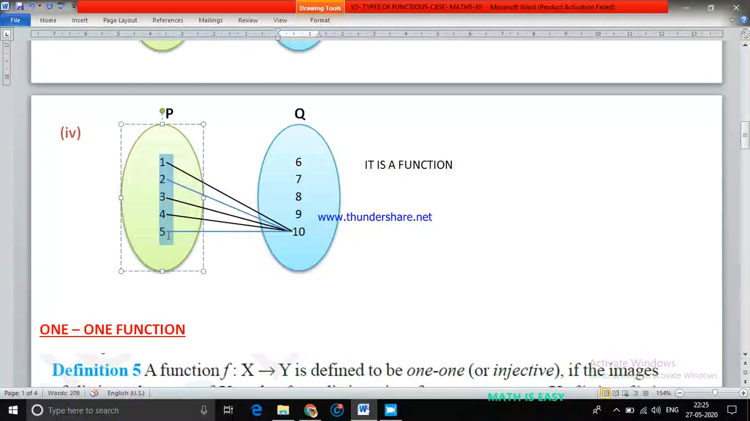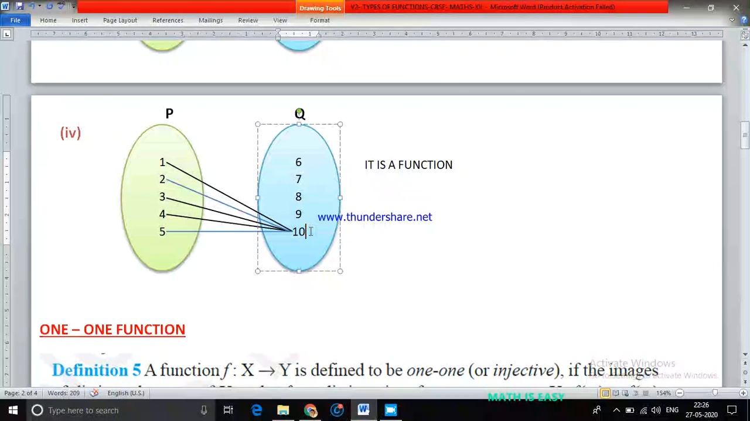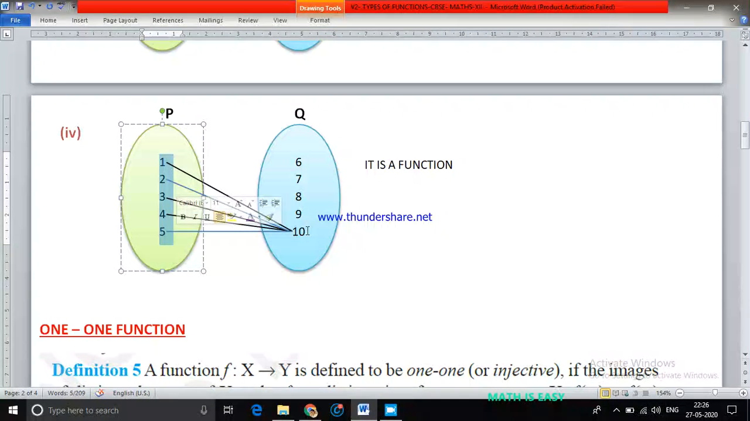You see, distinct elements: 1 is different, 2 is different, 3 is different, 4 is different, 5 is different. So here all are distinct elements. Do you think all these distinct elements have distinct images? No. All the elements of P have the same image. The image is not distinct, not different. All the elements of P have the same image.